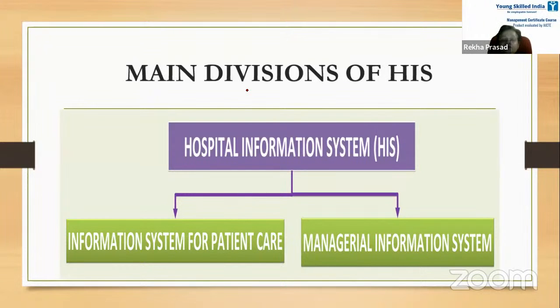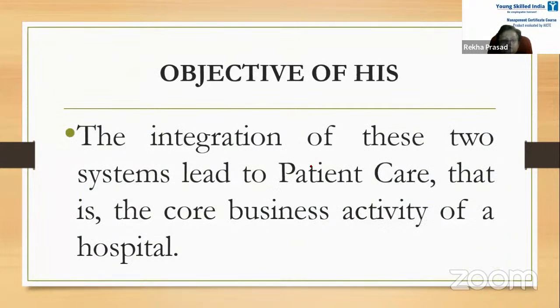The main divisions of HIS are what? Information system for patient care and managerial information system. Both together will give you the desired information for taking care of the patient. The objective of hospital information system is the integration of these two systems leading to patient care. This is our main objective.